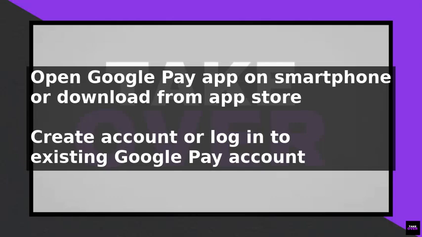To pay your electricity bill using Google Pay, start by opening the Google Pay app on your smartphone. If you do not have the app, download it from the Google Play Store or Apple App Store and follow the installation instructions. Once you have the app, create an account or log in if you already have one.